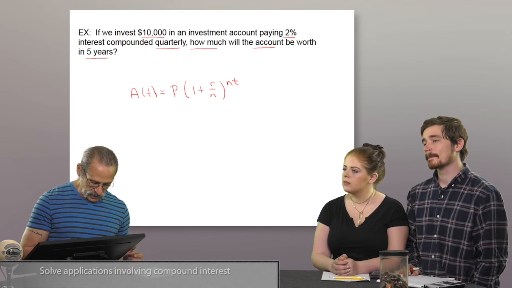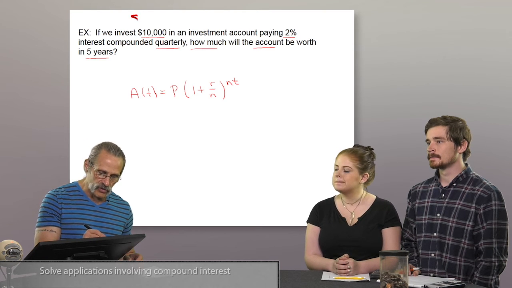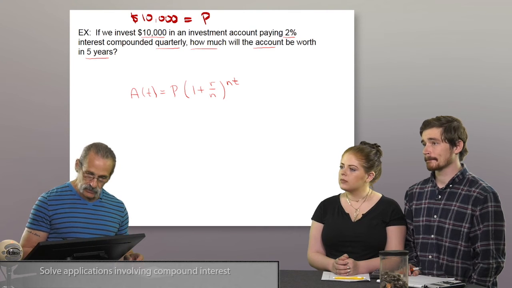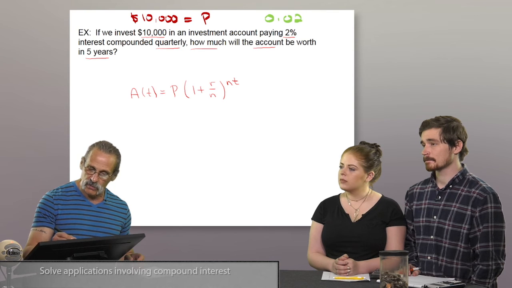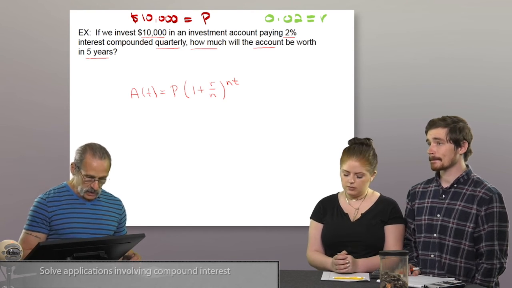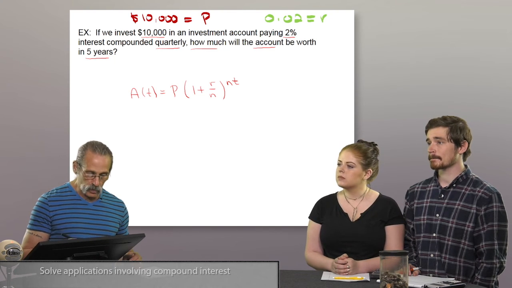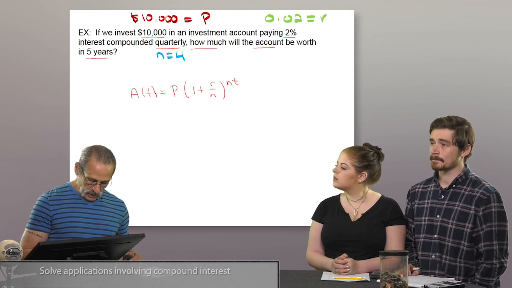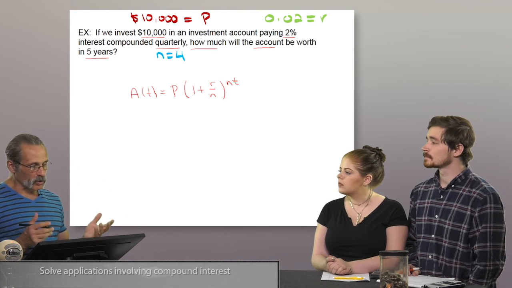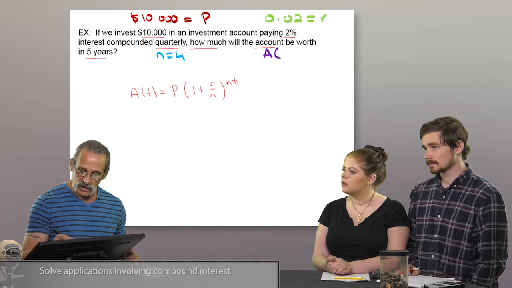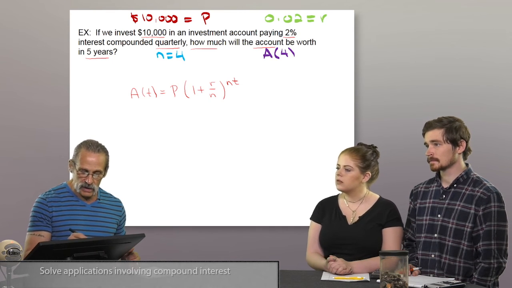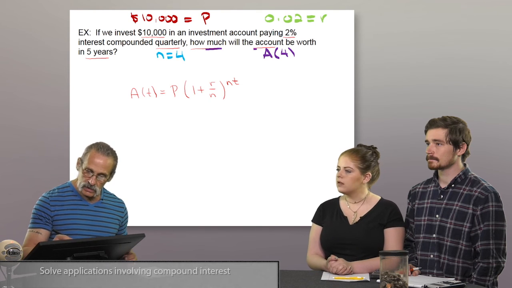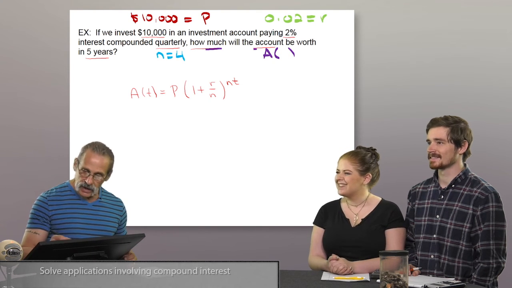Let's identify a whole bunch of stuff. What is this $10,000 right here? That would be principal. What is the 2% written as a decimal? Which of these variables would that be? The rate. Let's take a look at quarterly. What would this quarterly refer to? That's n, the number of times compounded per year. And how much will the account be worth? What is that? A of t. In this case, it'll be A of the value of t. A of 4? Wouldn't it be of 5? Oh, it'd be a 5. Why did I say 4? Okay, A of 5. Good.